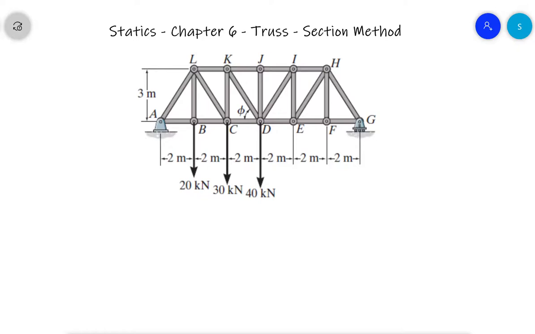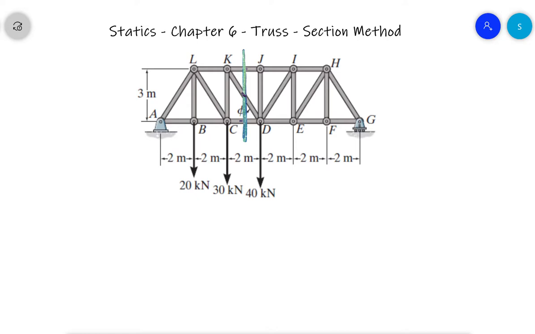This is statics, chapter 6, truss, and we will use the section method to answer some questions. The question is, what are the forces in the members KG, KD, and CD? So this one, and this one. The most natural thing is to make the cut there.